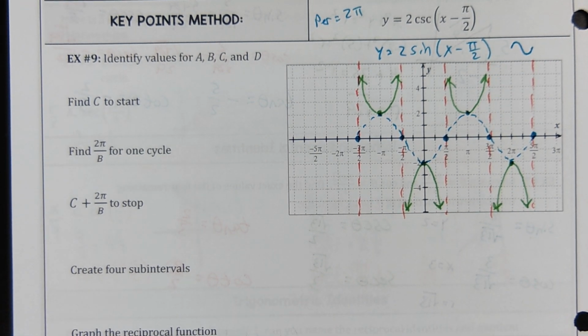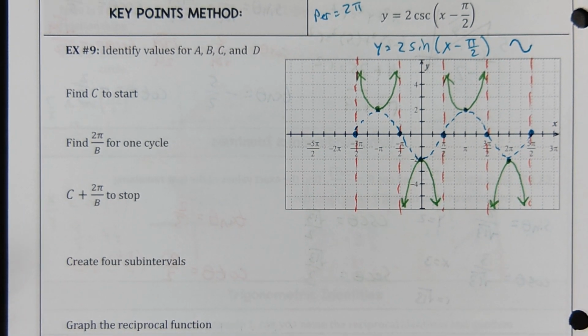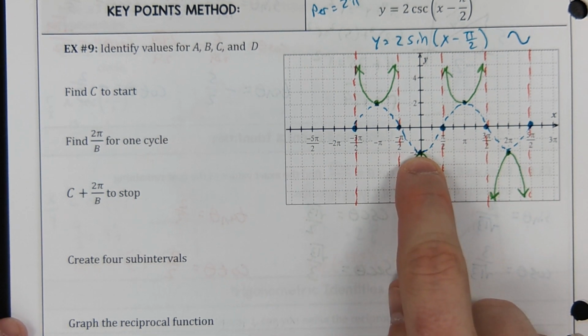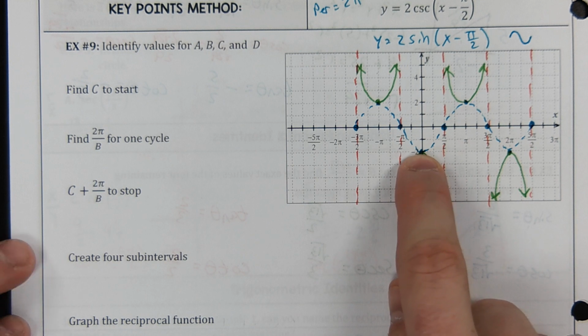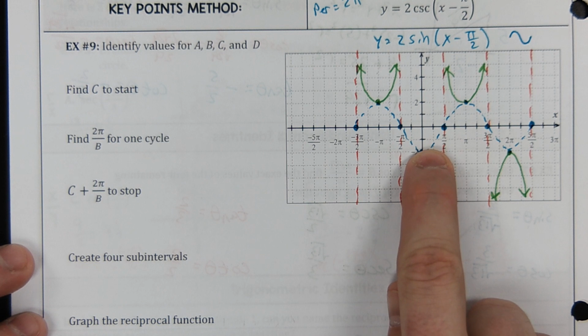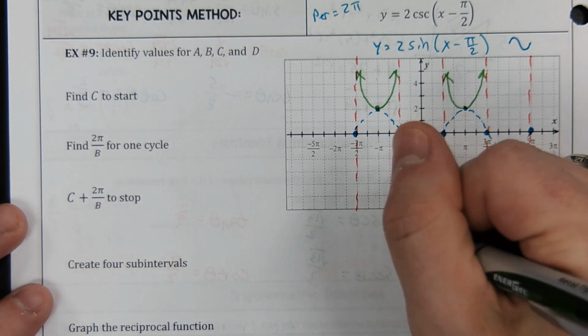Looking at the blue model, where would you like to start your cosine model? I would start it right there at 0, -2. And that's a minimum. So what kind of cosine model are we talking? A negative cosine model. So we could say this is a negative cosine graph, the blue one, with no phase shift, which means we could also say that this green one is a negative secant model.